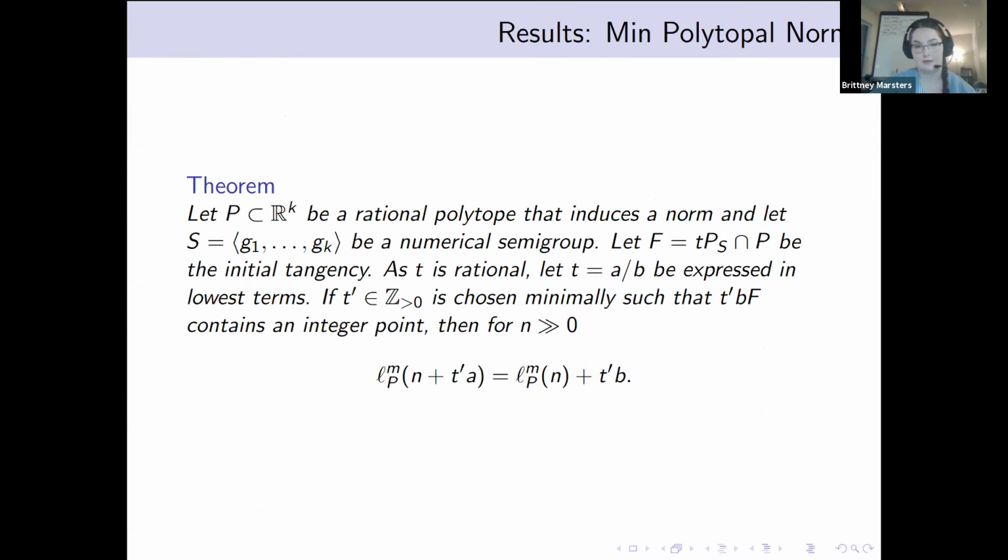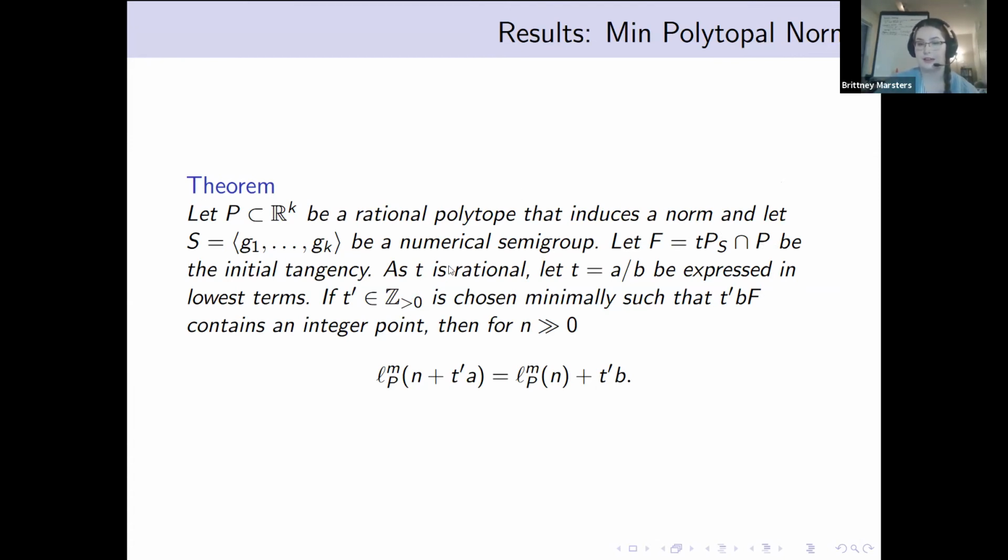So this leads to my last result, which is classifying how min polytopal norms work. It's the same kind of result. We get that it's eventually quasi-linear, where eventually just means we're going to have gone far enough out that we're going to get integer points in the cone over that initial tangency. So again, we take a polytope P that induces a norm, and we take a numerical semigroup. We're going to let F be this initial intersection, this initial tangency. We had to dilate a numerical semigroup by a factor of T, and we're going to try and remember that.